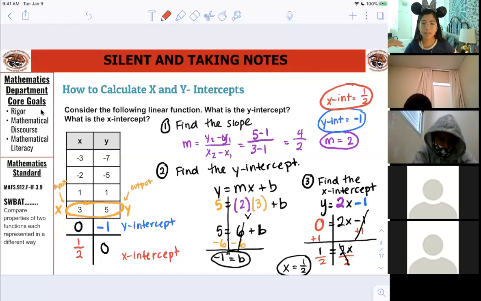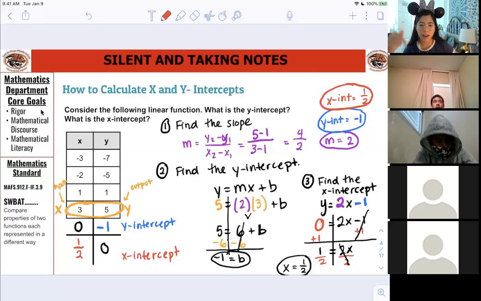When you try to find the x-intercept, you're always going to start with the slope and then the y? Yeah, y equals mx plus b. So m is the slope and b is the y-intercept. So the 2 and the -1, yeah, they always go in that order.